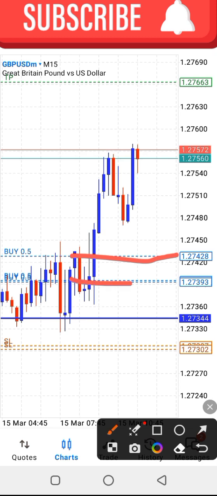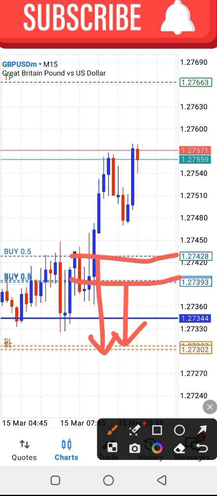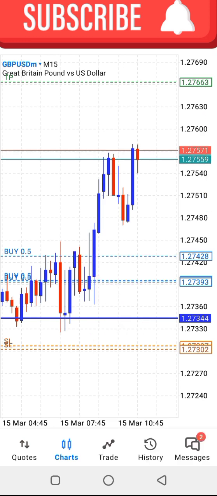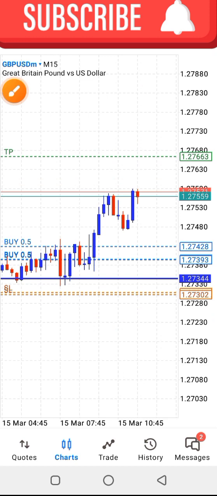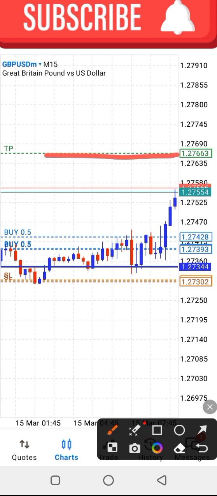One is at this level, another one's at this level below, and I placed my stop loss below the previous day low, because that level has already held as a support, so price has no reason to come and break it and start coming towards the stop loss. So I put the stop loss below the previous day low. And you can see this is where I put my take profits. I put my take profits at this level.